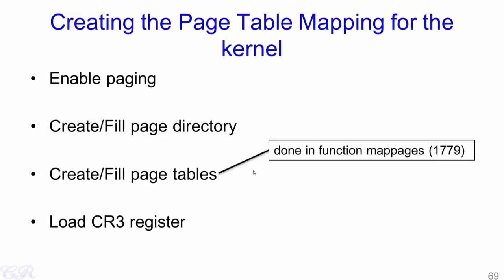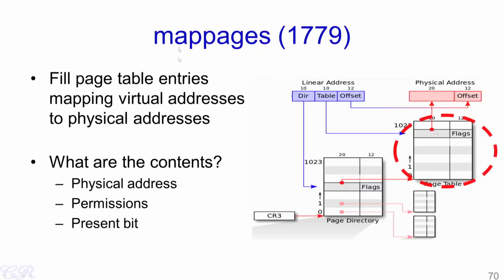After creating the page directory, the next step is to fill in the page tables. This is done by mappages, which is present in line number 1779 of the xv6 source code. What mappages does is fill this particular page table with the mapping from the virtual address to the physical address. The table entries contain, as we have seen, the physical address mapping, permissions, and also the present bit. As we have seen, an entry in the page table is then used along with the offset to create the corresponding physical address.